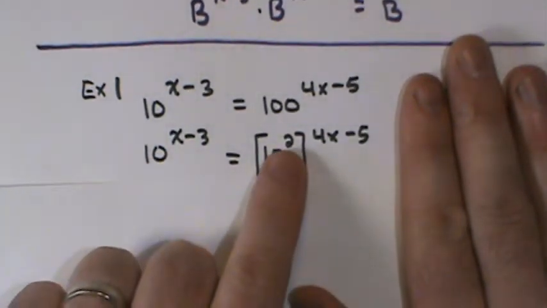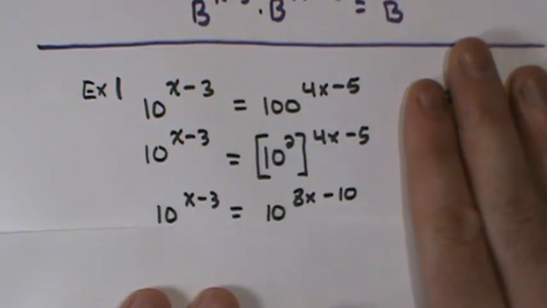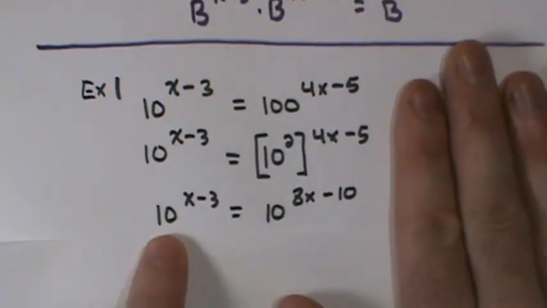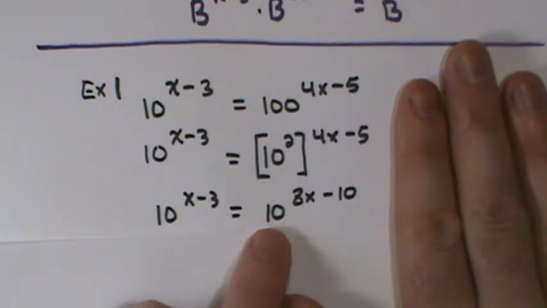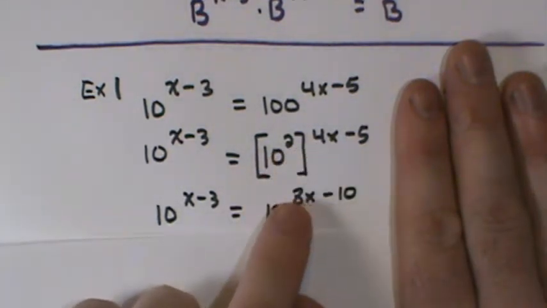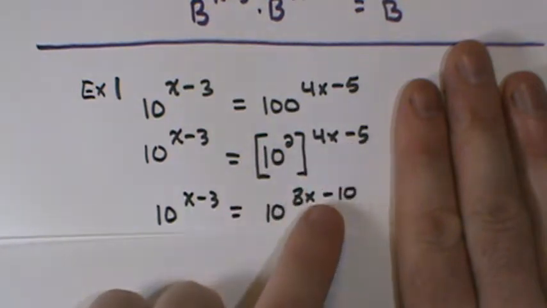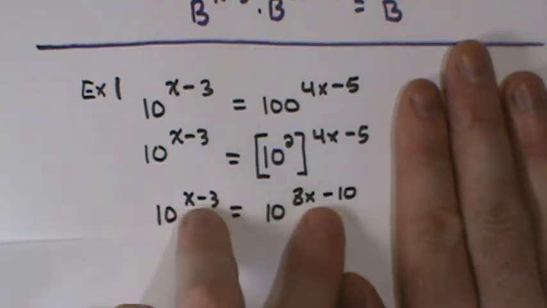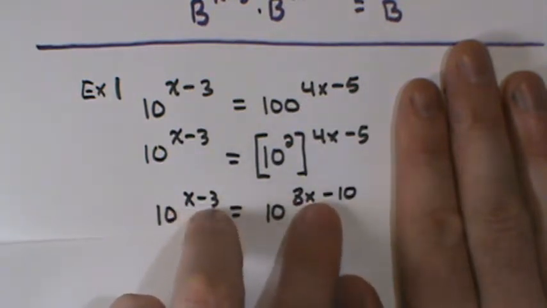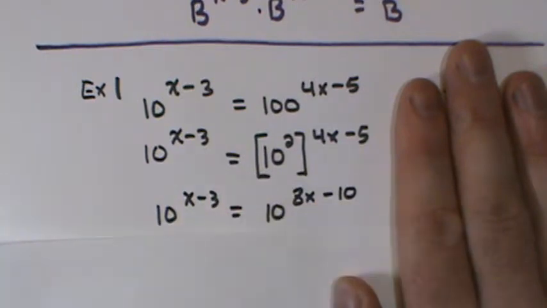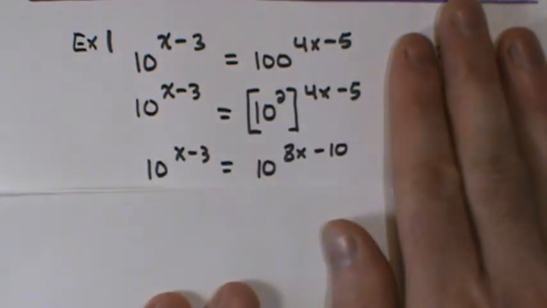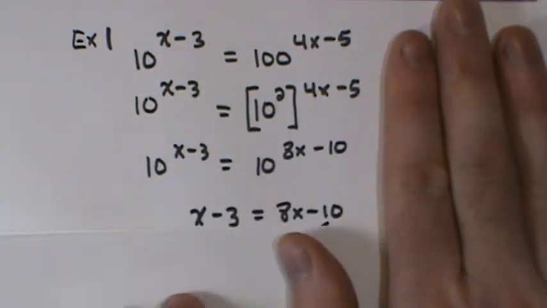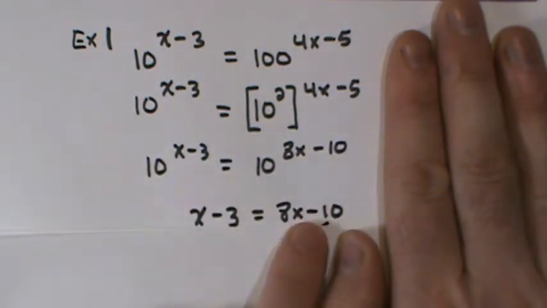As I distribute that 2 across the rest of the exponent, this gives me 10 raised to the x minus 3 is equal to 10 to the... I distribute: 2 times 4x is 8x, 2 times negative 5 is negative 10. Once I have the like base raised to exponents, I am permitted just to take those exponents and set them equal. I'll explain why this works in another example here. I just want to use the algebra right now. So I'm just taking my exponents because I have like bases on both sides of the equation and I set them equal to one another.